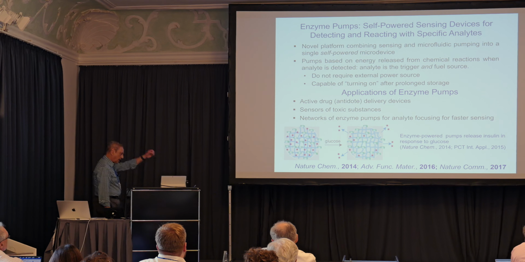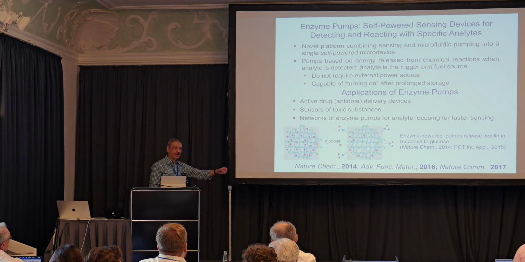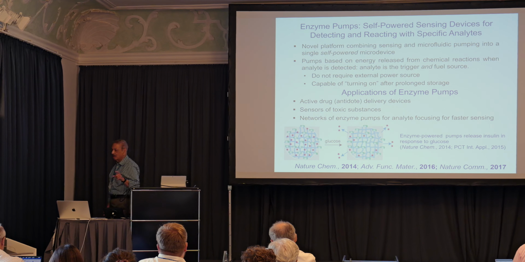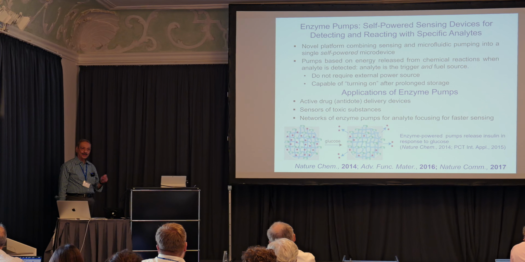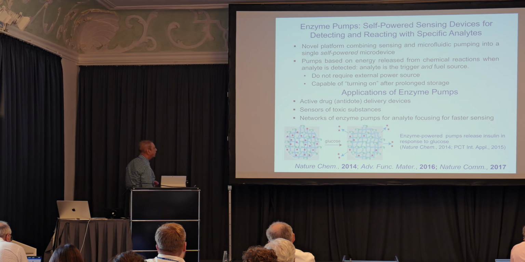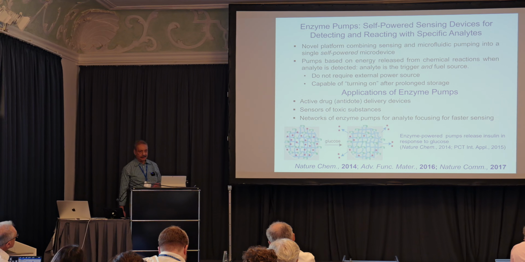And you can put it in a solution of glucose. Now remember, the pumping velocity depends on the concentration of your substrate. So the higher the glucose concentration in the surrounding, the more the pumping, and the more insulin is released. And so the insulin release depends on how much glucose you have in the surrounding.